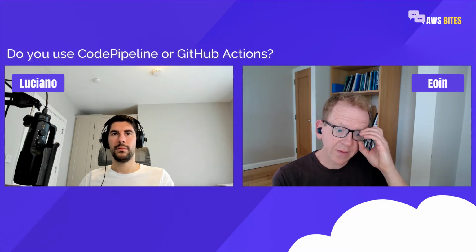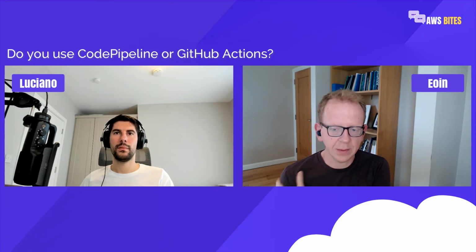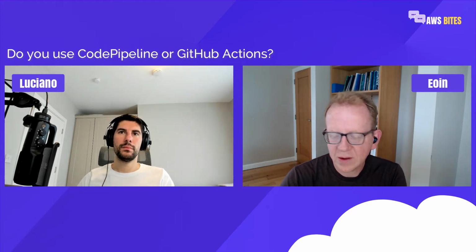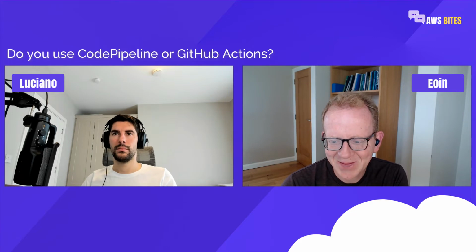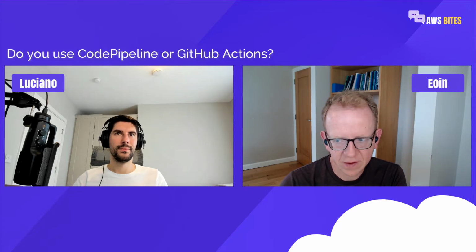So you get SNS notifications on your CodePipeline. You can integrate that to Slack using AWS Chatbot. It's obviously quite well integrated into the AWS ecosystem. But having used it quite a lot on multiple projects, I still think there's lots of areas where CodePipeline and CodeBuild could be improved.